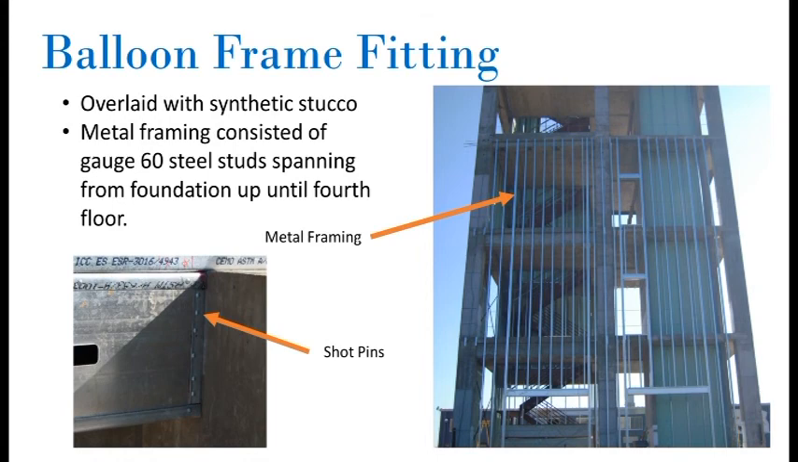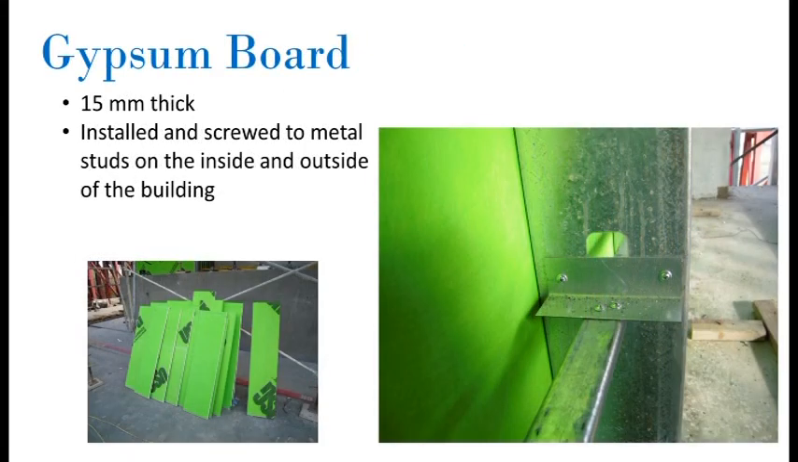The bottom track of the framing was attached to the foundation with shot pins. A shot pin is a fastening device that is installed using a powered charge to embed it into the concrete or steel. The gypsum board, which measured approximately 15 millimeters in thickness, was then installed and screwed to the metal studs on the inside and outside of the framing.